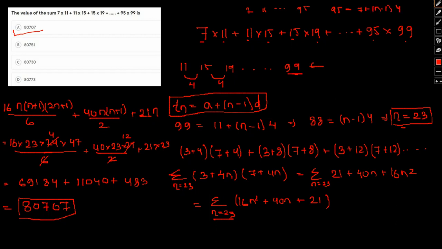In this case, you would have had 95 equal to 7 plus n minus 1 into 4. So 95 minus 7 is 88, and we would have gotten the same result. Any of the series you could have taken, you would have got the same result, n equal to 23. Then we represent each and every term in a similar form, that is 3 plus 4n into 7 plus 4n, and with n equal to 23, we simply use the summation. The formula we used is the summation of n square, the summation of n, and 21n. We added 21, 23 times, and that's how we got the result.